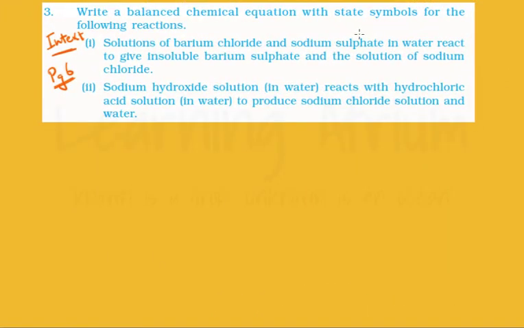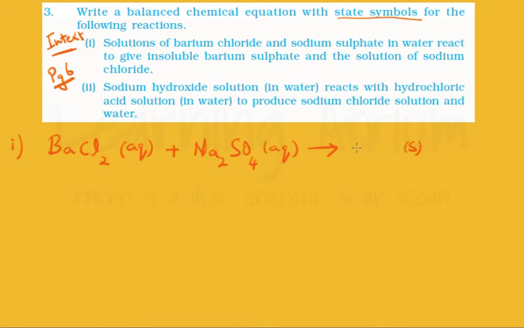Now we have come to the last question in page number 6. Write a balanced chemical equation with state symbols for the following reactions. So we have 2 reactions here. We look at the first reaction, solutions of barium chloride and sodium sulfate. So barium chloride BaCl2, so solution we have to mention aq, and sodium sulfate Na2SO4 aqueous again, both in water. So they react to give insoluble barium sulfate, so it should be solid, and barium sulfate is BaSO4, and the solution of sodium chloride. So sodium chloride NaCl aq.